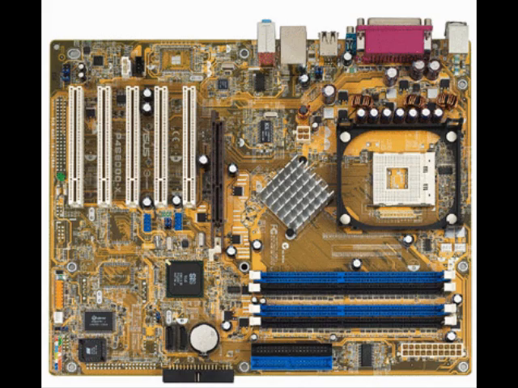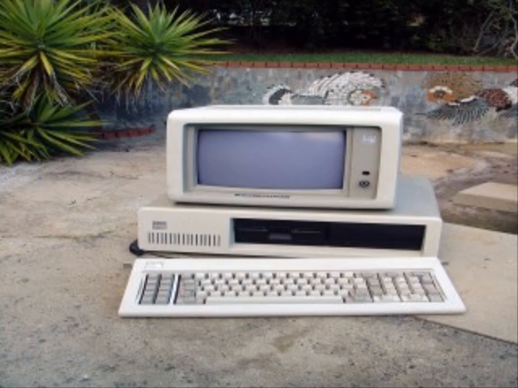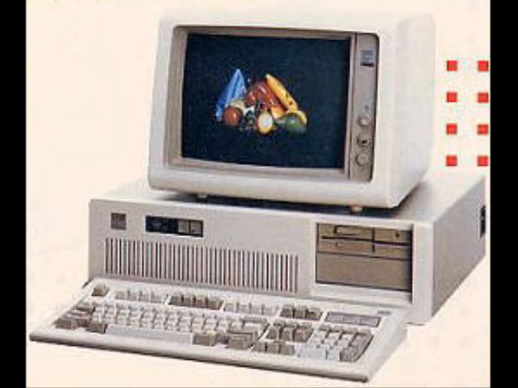The original IBM PC had an 8-bit bus that could transfer data 8 bits or 1 byte at a time. A later version of the IBM PC called the AT used a 286 processor and could handle 16 bits at a time. Today's PCs have buses that can transfer 32 or even 64 bits at a time.